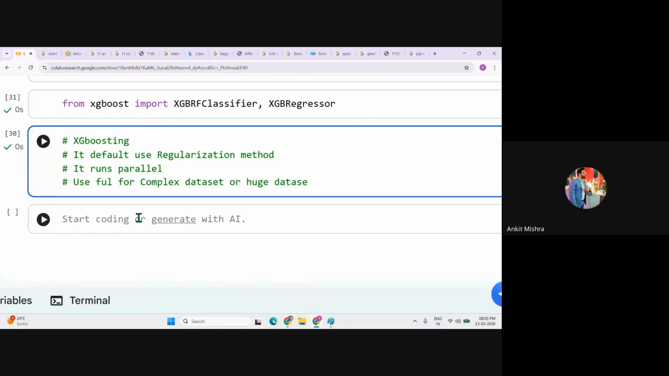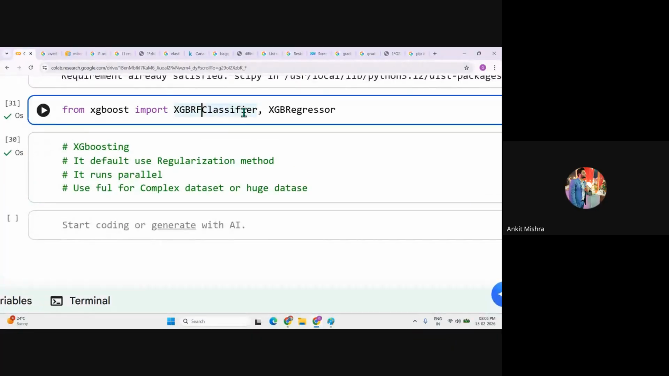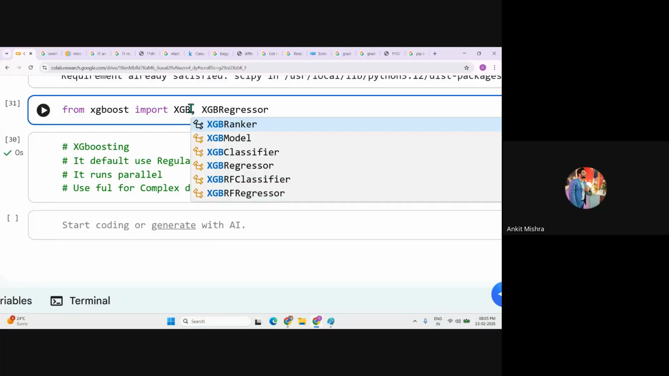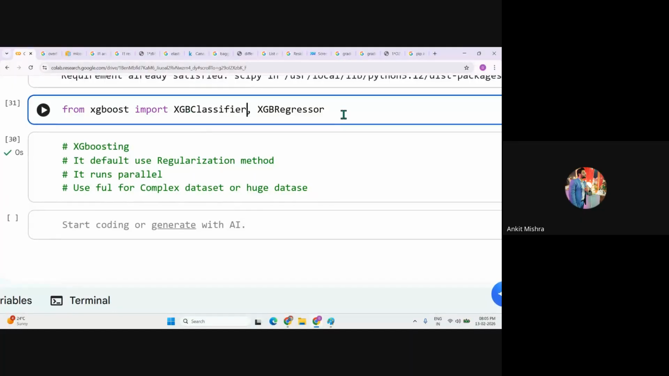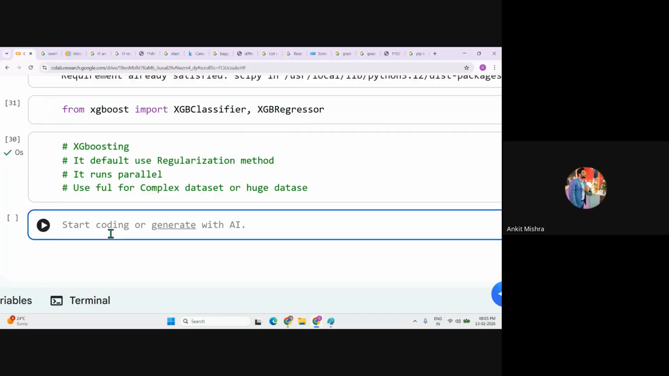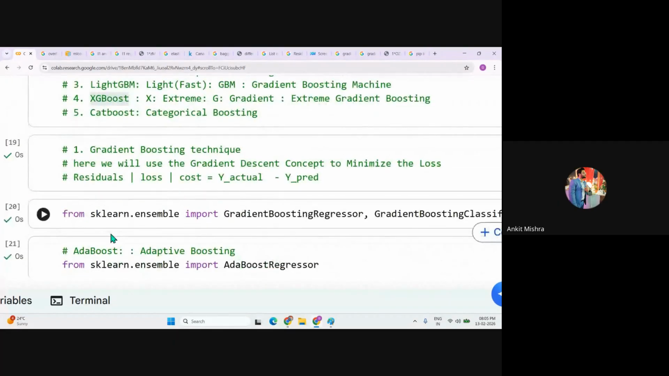Okay, perfect. Now use this one, right? XGBClassifier and XGBRegressor. Okay. Now, what about the last one, candidate? The last one is CatBoost.